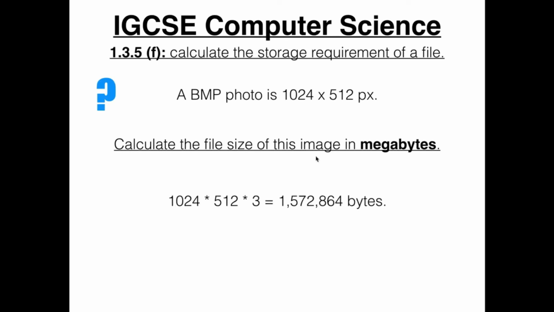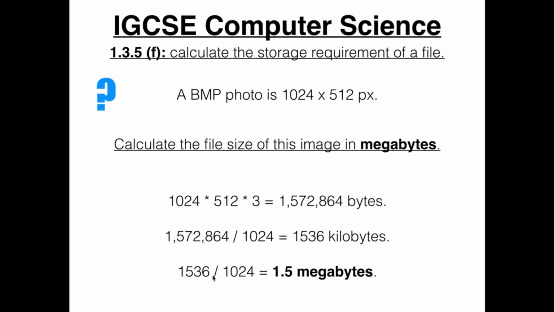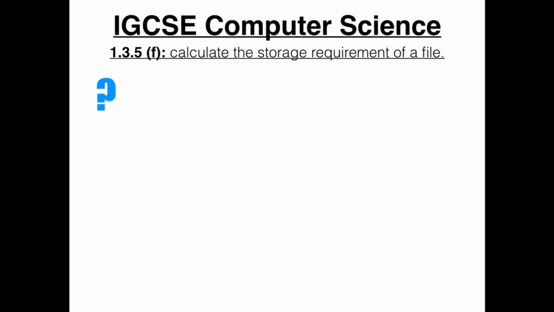All right, so it's 1024 times 512 times 3, and remember the times 3 is from the colors, RGB, and that gives us 1,572,864 bytes. Converted into kilobytes, we divide by 1024, that gives us this, divide that by 1024, and that gives us 1.5 megabytes.